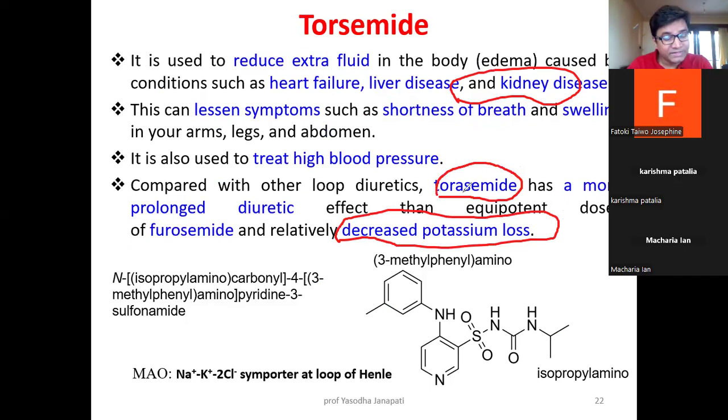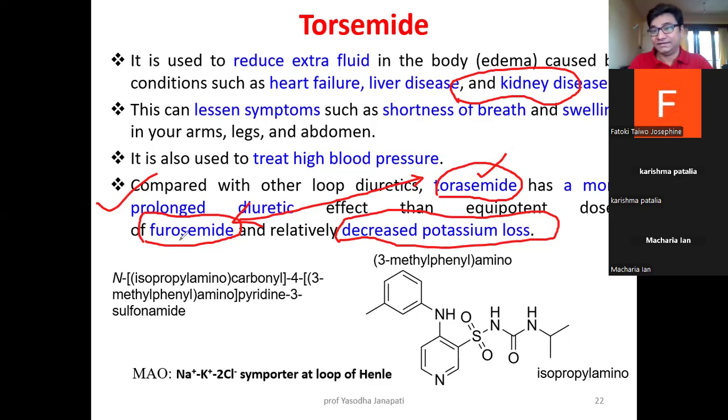Here, when you compare this, nowadays furosemide is also a good drug. This is furosemide. In this slide, we are comparing these two drugs, and we are telling that torsemide is a prolonged diuretic drug with decreased potassium loss. This torsemide also produces potassium loss, but when you compare between these two drugs, this produces less potassium loss. There is also hypokalemia even with torsemide, even with furosemide. But the statement is that the torsemide potassium loss is a little less.